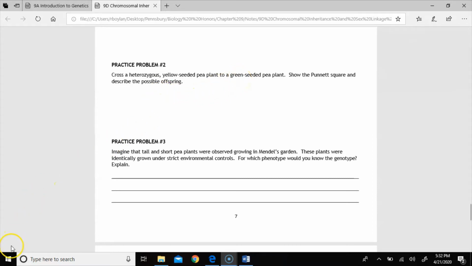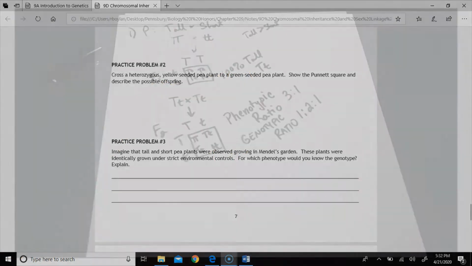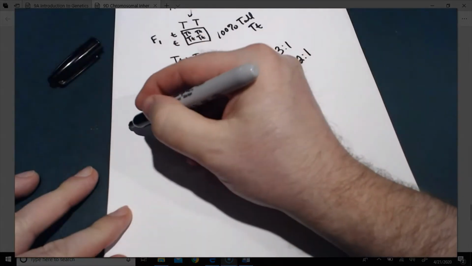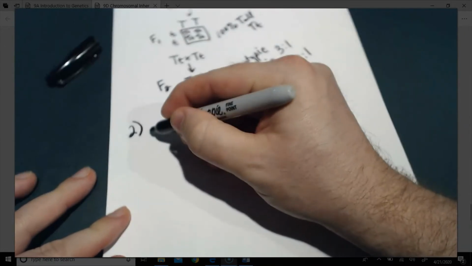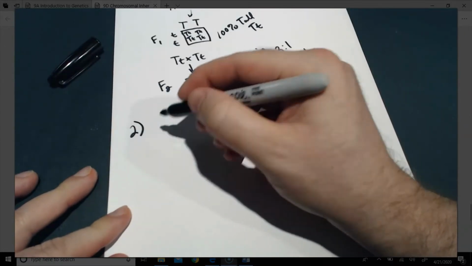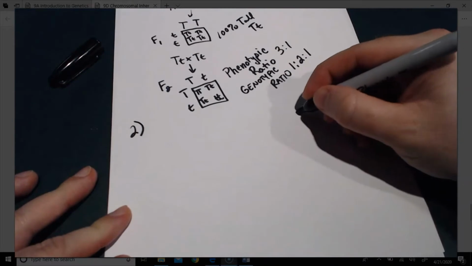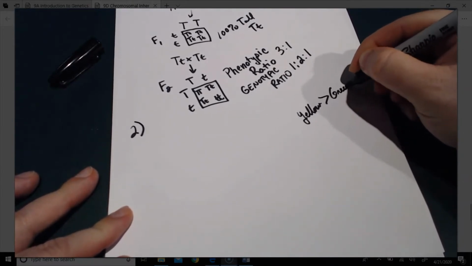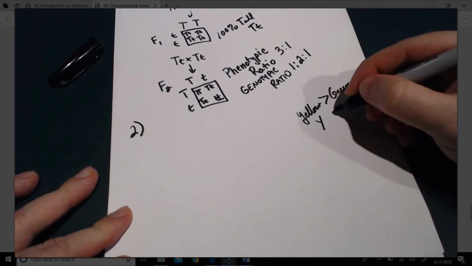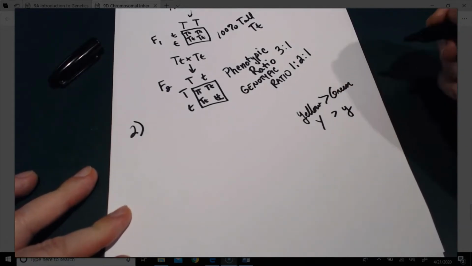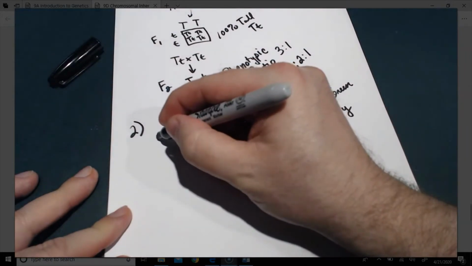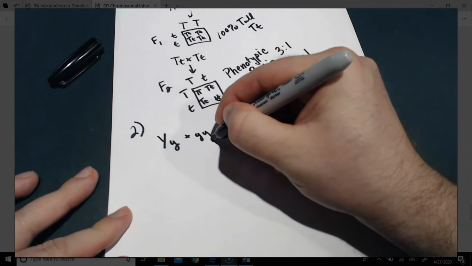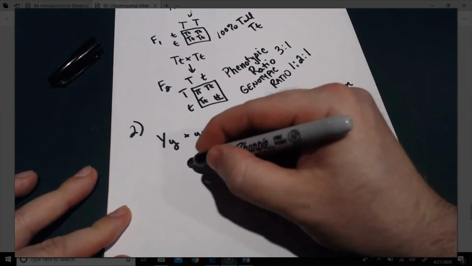So let's go ahead and solve number 2 together. All right, here we go. It said a heterozygous yellow. I would have to look back at my sheet if I didn't know this, but I would find out that yellow is dominant over green. So my symbols again, big Y, and let's make little y for green here. A heterozygous yellow plant would be big Y, little y, and you cross that to a green plant, which would be little y, little y. That's all.